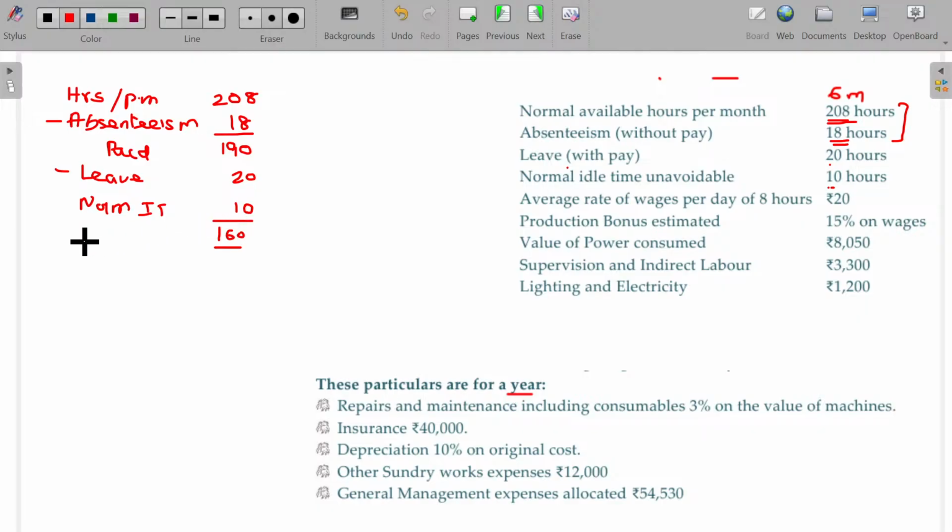This will be called hours worked properly per operator. How many operators we have? For 6 operators, you have to multiply with 6, 960. 6 operators working for 160 hours properly for the job.